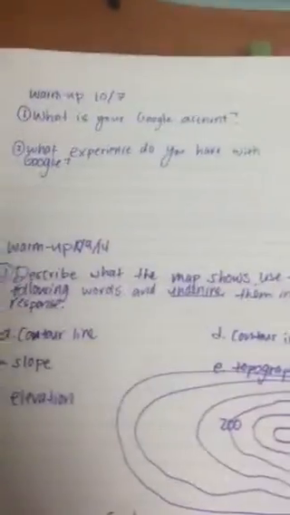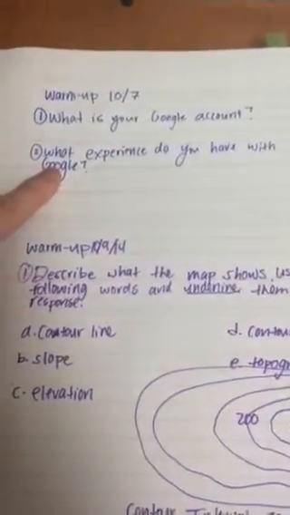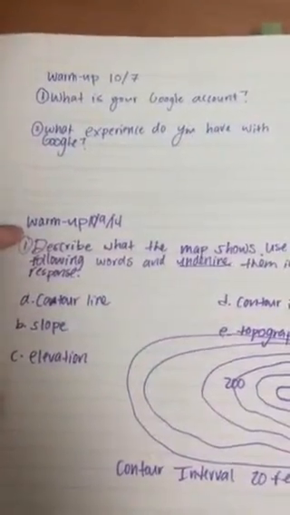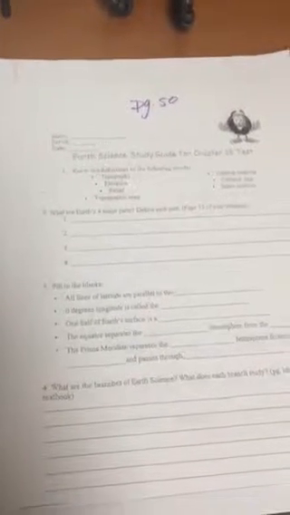On page 49 is a warm-up from 10-7. Periods 2 and 3 did not do this warm-up. And underneath will be the warm-up we do for October 9th. And lastly, on page 50 is your Earth Science Study Guide for this unit.